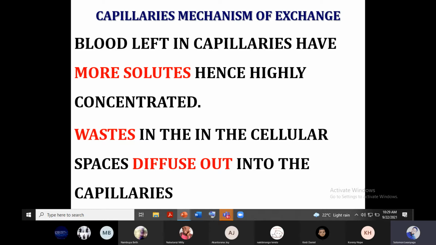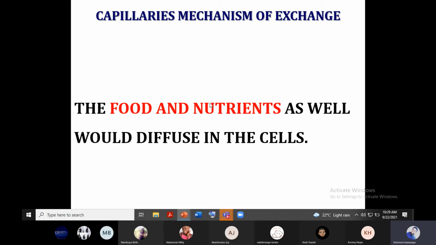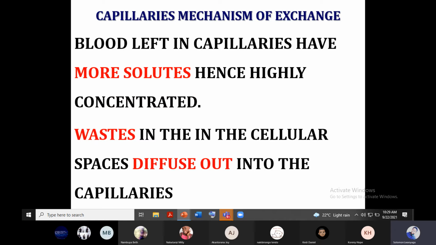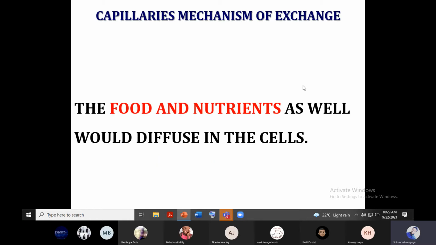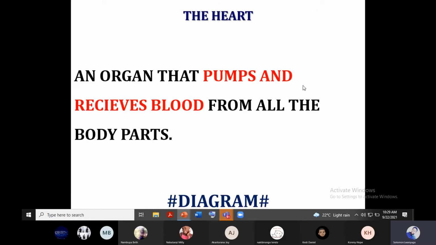However, it's not all bad. Why? Because even nutrients diffuse into the cell. And we said here that the wastes in the cellular spaces diffuse back into the capillaries. So it's not all bad. However, if it is not maintained or controlled at an equilibrium, we will have issues very soon.